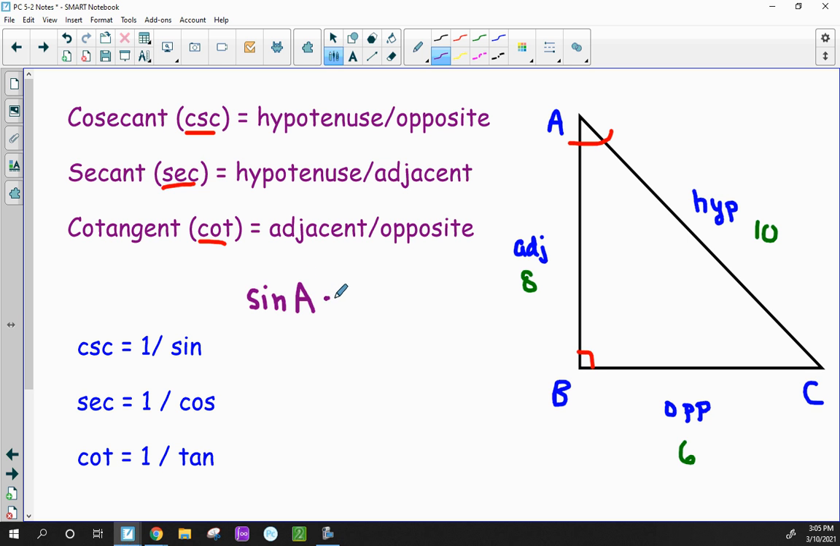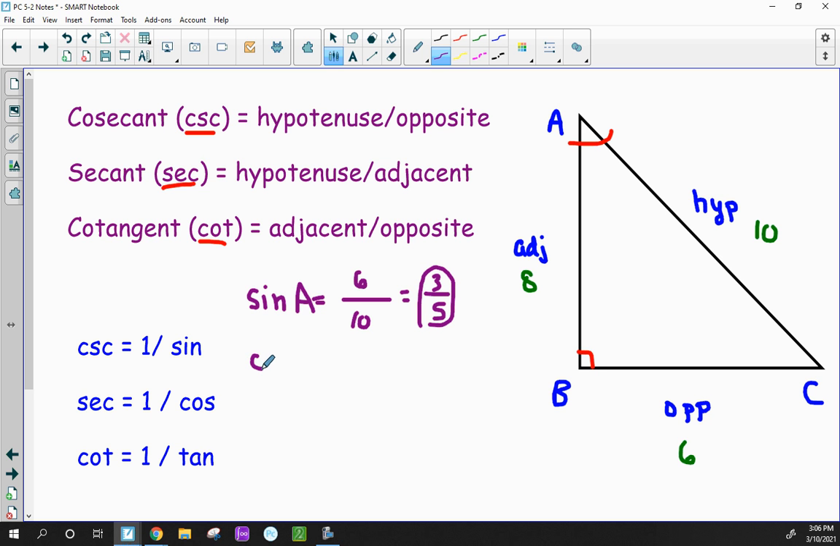And all they want you to do is use the definition of O over H. Opposite over hypotenuse. And so it's really easy. You're just going to follow the definition. Opposite is 6. Hypotenuse is 10. And then always reduce your fractions when you need to. So in this case, 2 goes into 6 3 times. 2 goes into 10 5 times. So the best answer for the sine of A in this particular right triangle is 3/5.